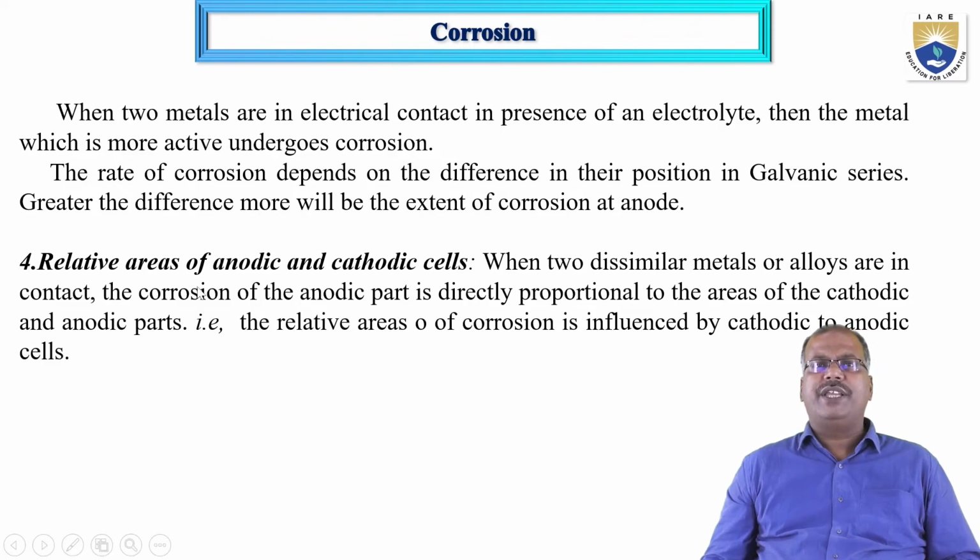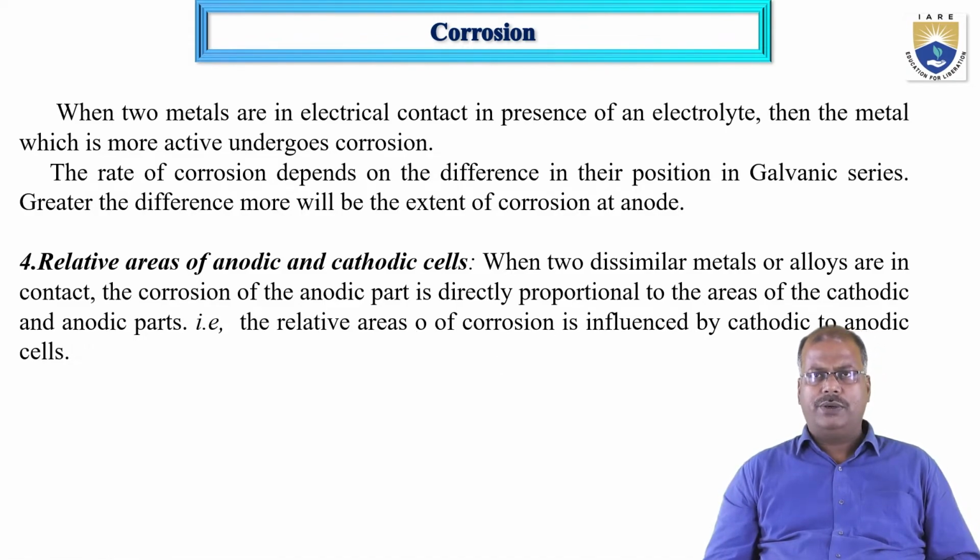Another factor is the relative areas of anode and cathodic cells. We have seen already in the mechanism, when two dissimilar metals or alloys are in contact, the corrosion of the anodic part is directly proportional to the areas of the cathodic part. So the ratio of relative areas of corrosion is influenced by the cathodic to anodic cells.